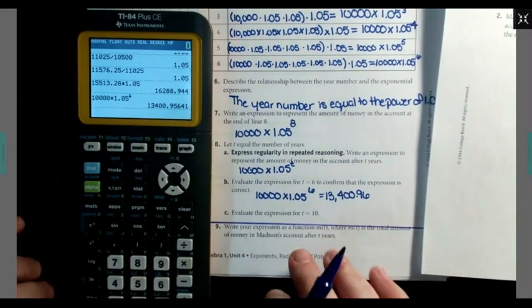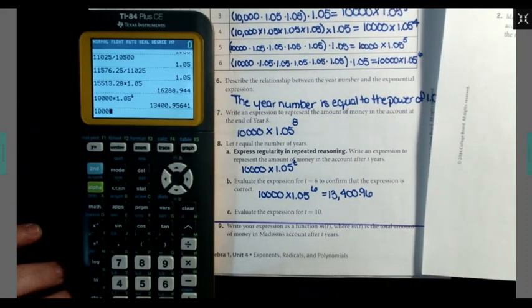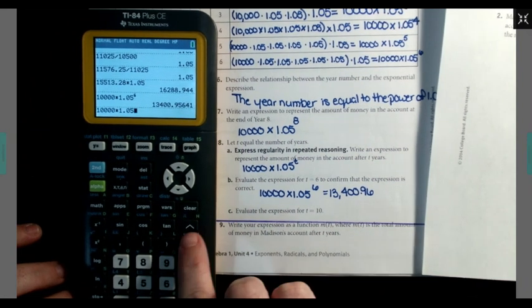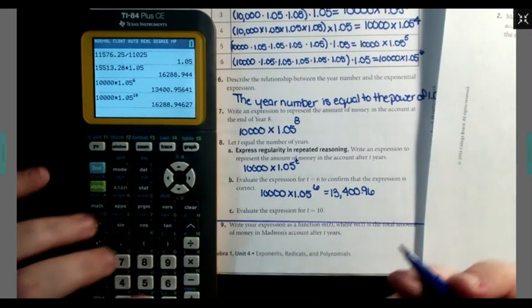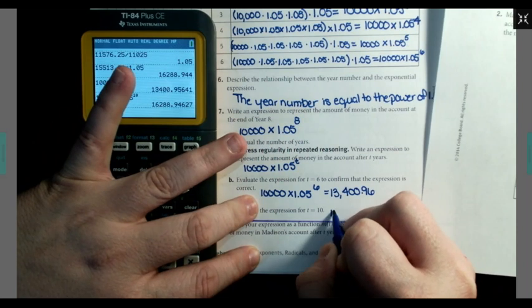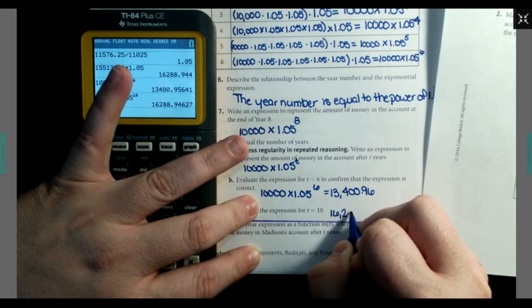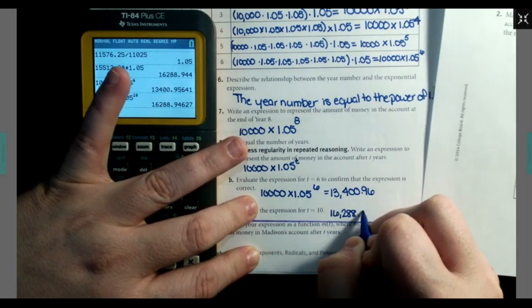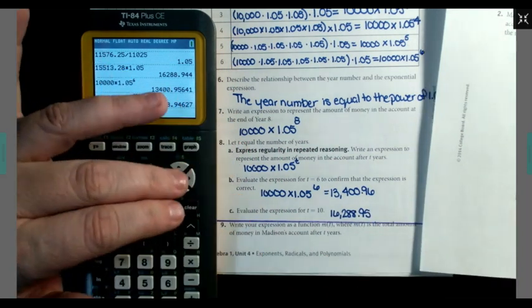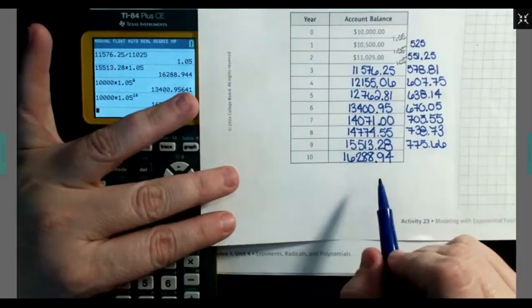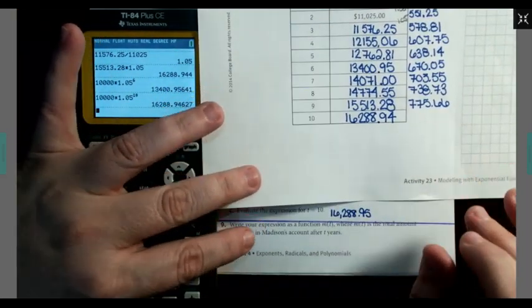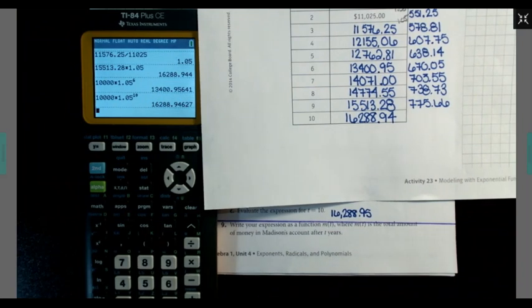Let's take a look at year 10. 10,000 times 1.05 to the 10th power. They say it is $16,288.95. Again, only off by 1 cent. Only off by a cent.